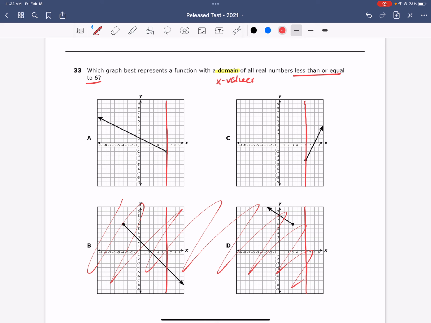Now, remember that we want the domain to be all numbers less than 6. And so if you look at letter A, where is the graph showing up? Well, it's showing up over here, which is all of the x values that are less than 6. For letter C, we're seeing that this graph shows up at all of the numbers that are greater than 6. And so therefore, the correct answer that we're looking for is letter A.